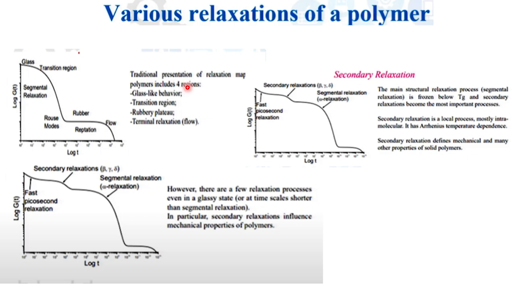This is the traditional presentation of a relaxation map, that is log G, the storage modulus, versus temperature, and this is also versus time. Secondary relaxation, the main structural relaxation process, segmental relaxation, is present below Tg. That is the most important response. And secondary relaxation is a local process, mostly intramolecular, and it has Arrhenius temperature dependency, and it defines mechanical and other properties of a solid polymer.